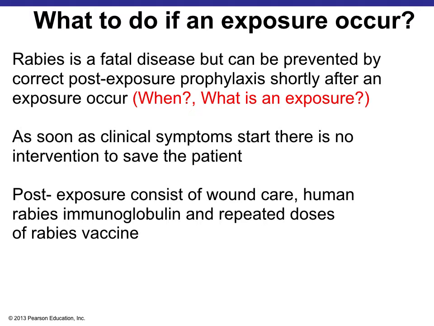So rabies is a fatal disease, but again can be prevented by correct post-exposure prophylaxis shortly after the exposure occurs. But as soon as clinical symptoms start, then the virus is already in the brain, and then there's no intervention to save the patient. Post-exposure prophylaxis also consists of wound care, so washing of the wound with soap and water is very helpful. And then again, treatment with human rabies immune globulin and repeated doses of the rabies vaccine.